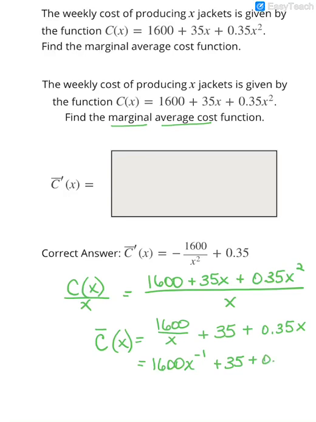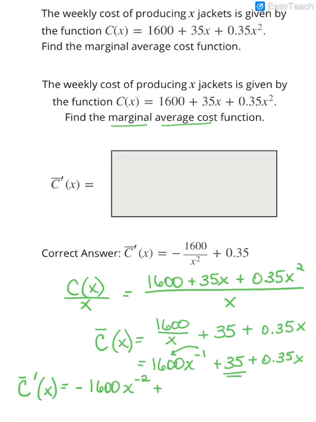And then the rest of this is okay. Okay, so now when I get ready to take the derivative of this average cost function, when I pull the power to the front and multiply, that becomes a negative 1600. And then when I decrease that power by 1, it becomes x to the negative 2.